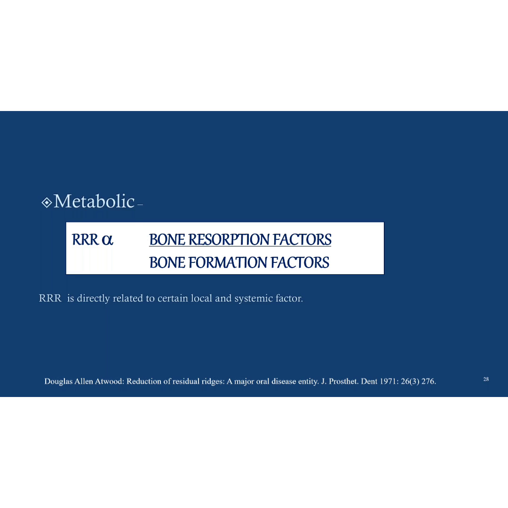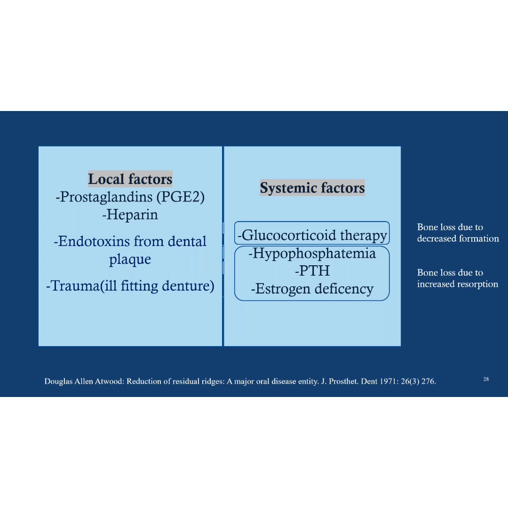So RRR is directly related to certain local and systemic factors. Local factors such as prostaglandins, heparin, endotoxin from dental plaque, and trauma from ill-fitting dentures lead to residual ridge resorption. Certain systemic factors are glucocorticoid therapy. Glucocorticoid therapy in normal doses will not cause resorption, but when there are excess corticosteroids, there is bone loss. Others are parathormone and estrogen deficiency.